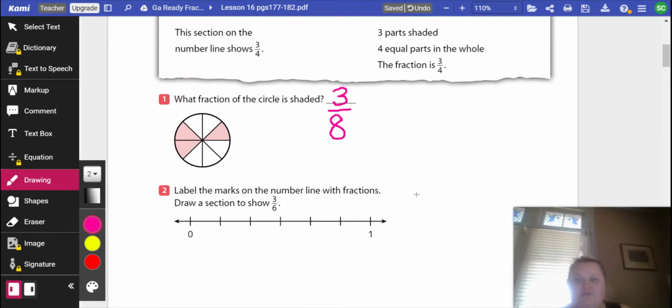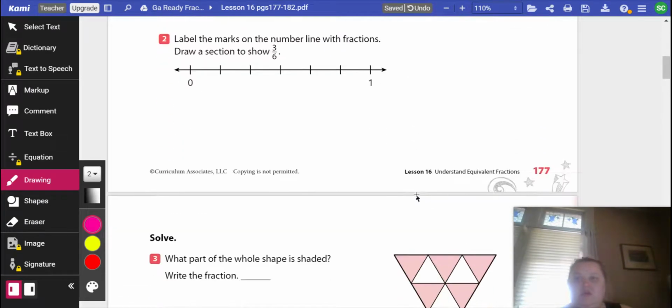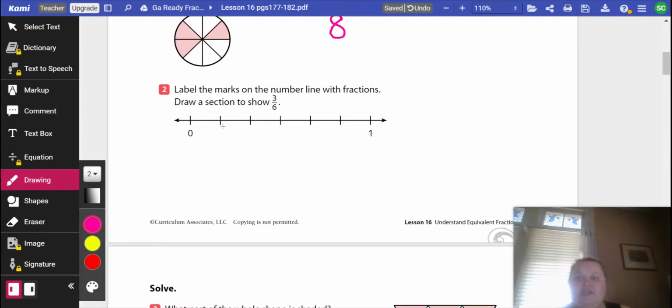For number 2, it says label the marks on the number line with fractions. Draw a section to show 3/6. So we're going to count. Remember, we don't count the lines, we count the spaces to make sure that this is sixths. So we have 1, 2, 3, 4, 5, 6. So 3/6 would be at 1, 2, 3 right here.